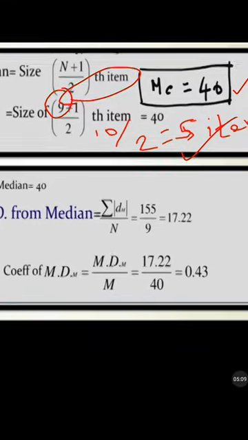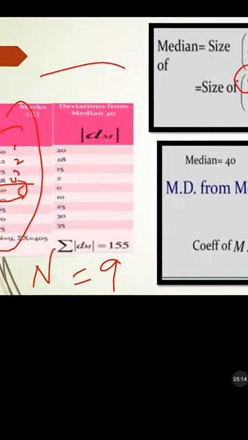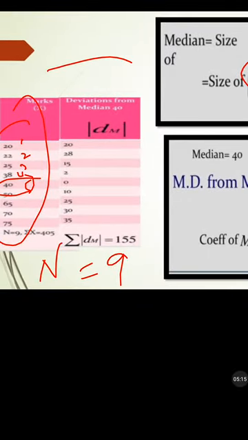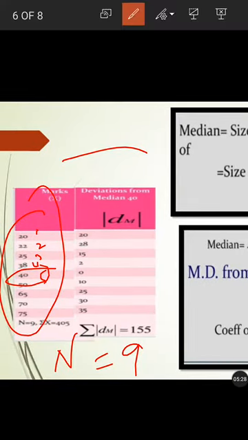So what is summation d bar? How will you calculate d bar? We have to calculate d bar like this. What is d bar? D bar is equal to x minus median. So what is the value of median? We got it as 40. So that we have to take it and minus the other values from x.